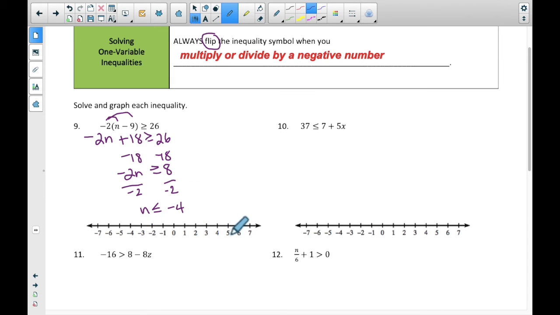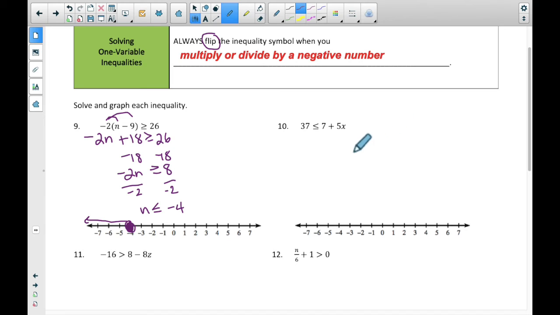I want to graph this. So I go to my graph. I go to negative 4, which is here. It has equals with it, so I have to fill it in. And it is less than, which means to the left, pointing the way the arrow is pointing this way.